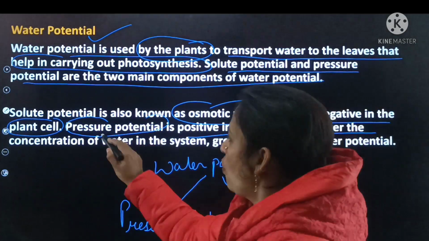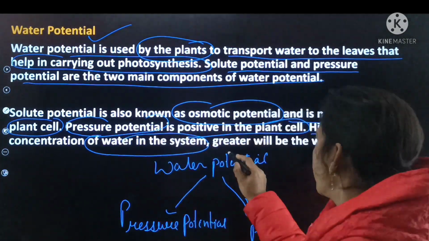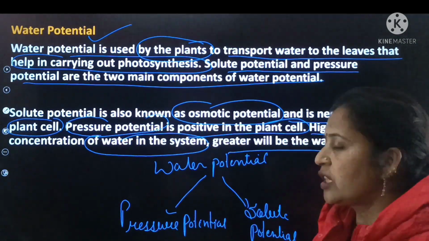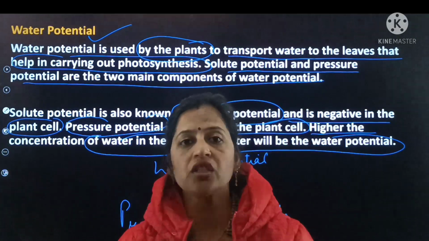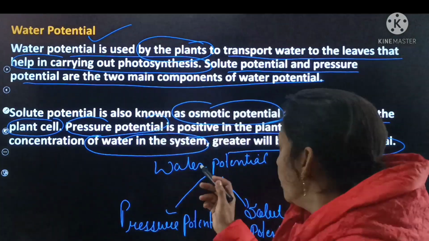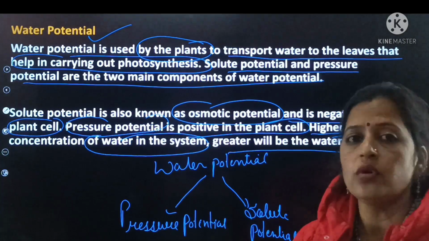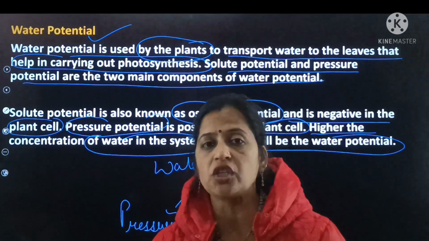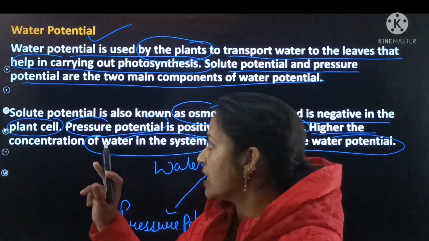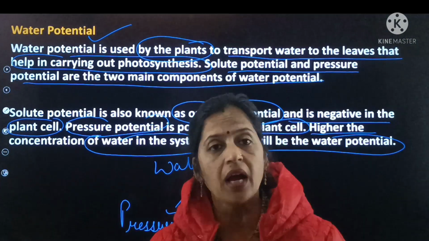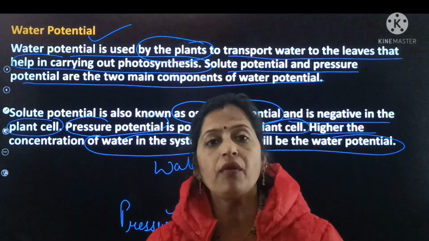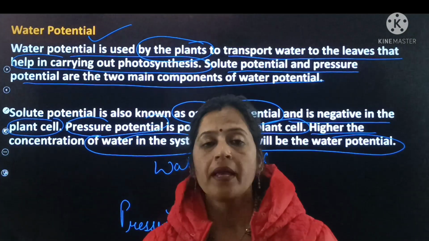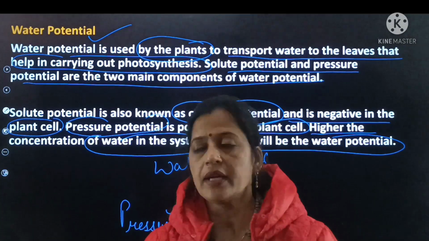Higher the concentration of water in the system, greater will be the water potential. जितनी ज्यादा concentration होगी water के system में, उतना ही ज्यादा जो होगा वो क्या होगा? जो water potential होगा वो ज्यादा होगा. That means water potential will be larger when the concentration of the water is higher.